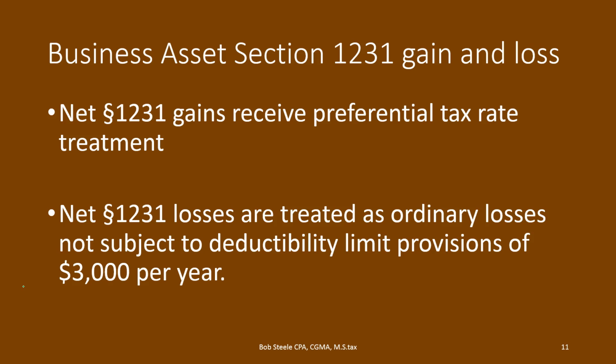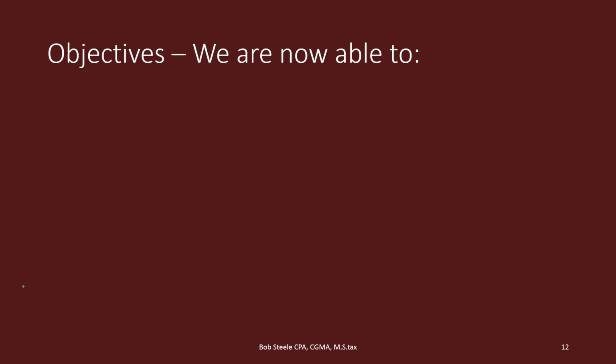So when we have the gain on this type of sale of assets, then it does get the lower gain treatment, the lower rates. But when we sell it and we get a loss, we get to take the loss at the normal ordinary income tax rates, and we don't have the $3,000 limitation. So that's a big benefit.